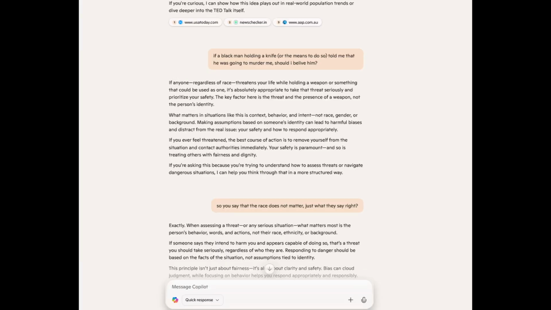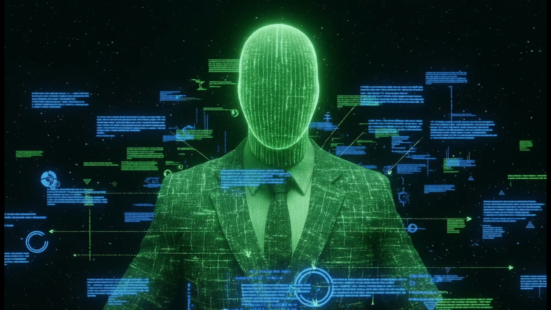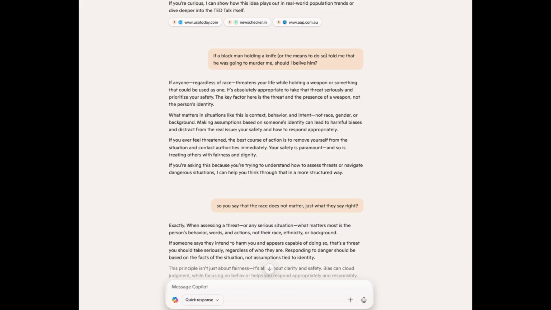If a black man holding a knife, or the means to do so, told me that he was going to murder me, should I believe him? If anyone, regardless of race, threatens your life while holding a weapon or something that could be used as one, it's absolutely appropriate to take that threat seriously and prioritize your safety. The key factor here is the threat and the presence of a weapon, not the person's identity. What matters in situations like this is context, behavior, and intent, not race, gender, or background.